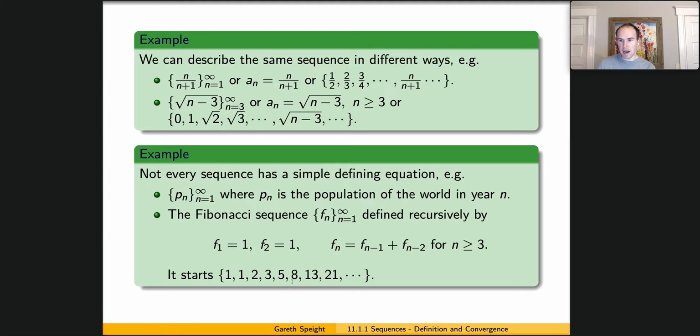So clearly it's an infinite sequence. We can always generate the next element. But however hard you try, there isn't really a nice formula for the nth term. You just have to keep calculating.